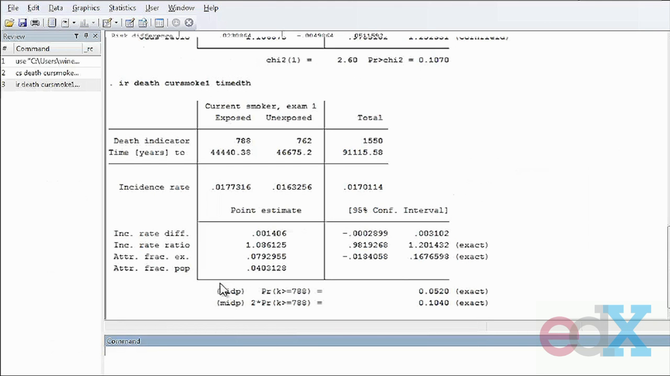STATA also uses formulas to calculate the attributable fraction with rates. We didn't provide these formulas in lecture, but they're similar to the attributable fraction risk estimates. Here we can see that 7.9% of the death rate in smokers can be attributed to smoking, and 4% of the death rate in the total population can be attributed to smoking.